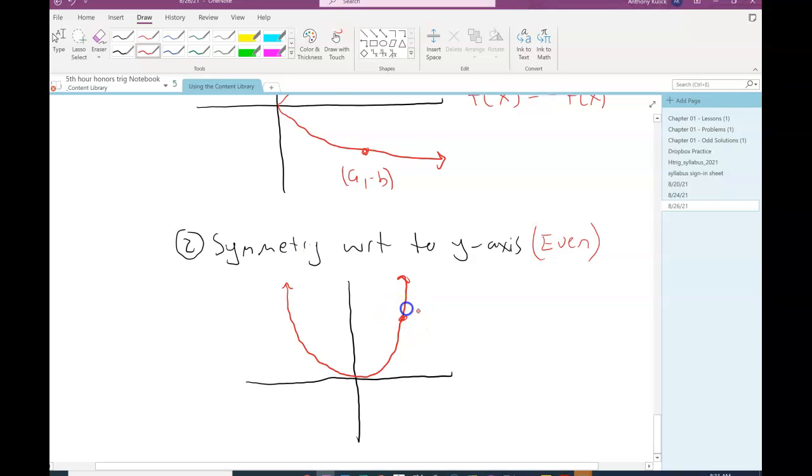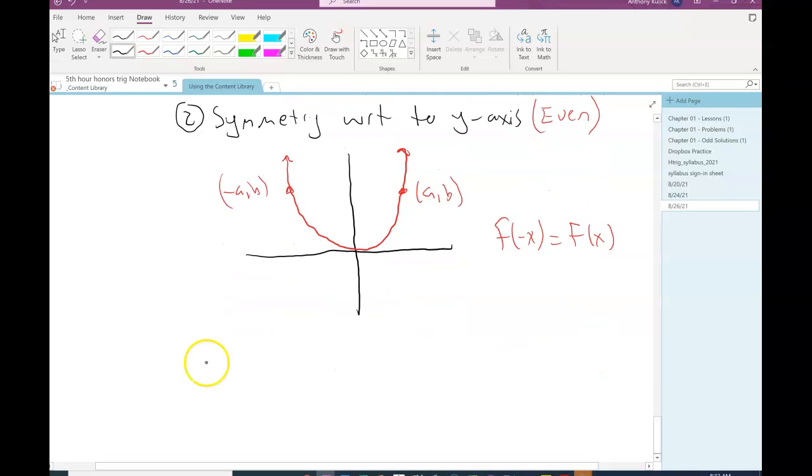So what that's really saying is if I have the point (a, b), then I also have to have the point (negative a, b). Or more specifically, f of negative x has to equal f of x. We have f of negative a is b, and f of a is b. Does that feel okay there?